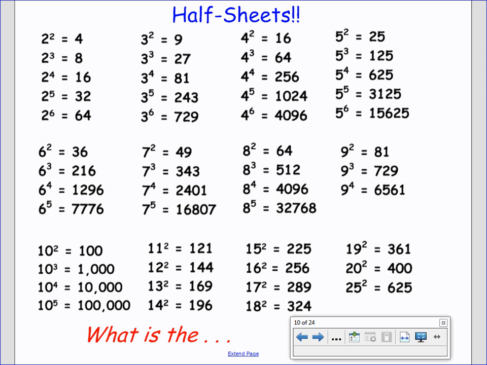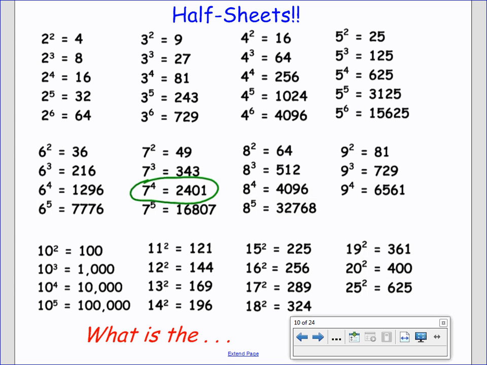Let's see. What is the 4th root of 2,401? Everybody find it. What's the 4th root of 2,401? Jackson. 7 is correct because 7 to the 4th power equals 2,401. Everybody get it? Next up.